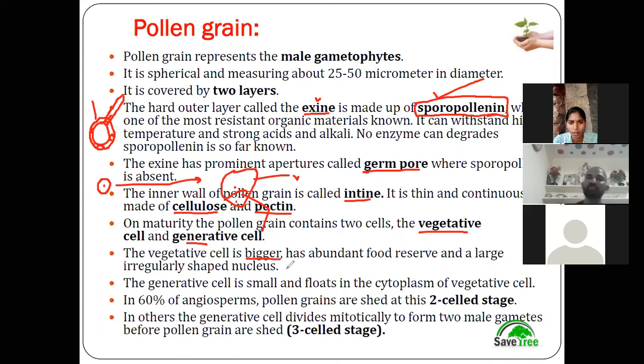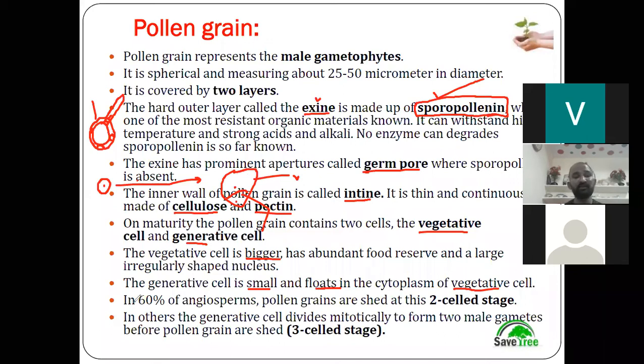Okay, the vegetative cell has a large irregular shaped nucleus, and especially the vegetative cell preserves the food material. That is helpful for the production of the pollen tube, the germination of the pollen grain into the pollen tube, and at the time of reproduction. Regarding the generative cell, I already told you, it is very small, and the cell floats in the cytoplasm of the vegetative cell. When the vegetative cell moves its cytoplasm, the generative nucleus enters into the pollen tube and finally reaches the tip of the pollen tube.